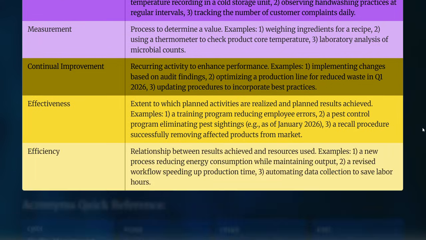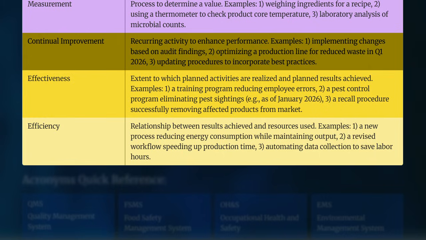And then you will hear about effectiveness. In this context of quality and safety terms, effectiveness means the extent to which planned activities are realized and planned results achieved. For example, a training program reducing employees' errors, or a pest control program eliminating pest sightings, for example, as of January this year, or a recall procedure successfully removing affected products from market. Those are all different types of effectiveness.